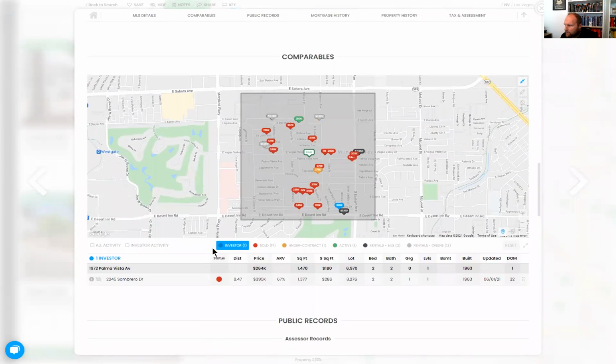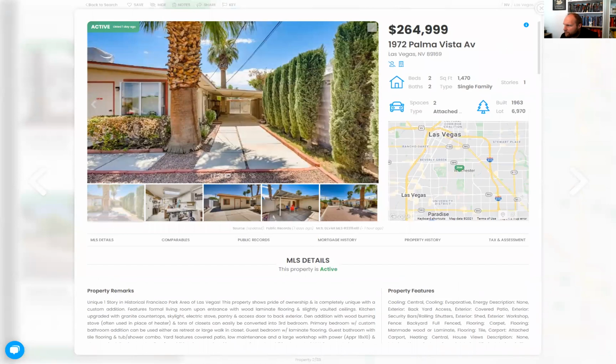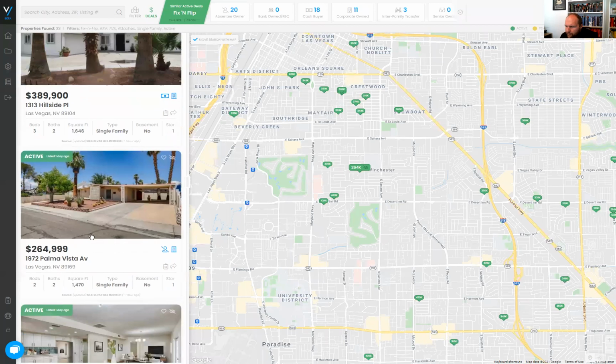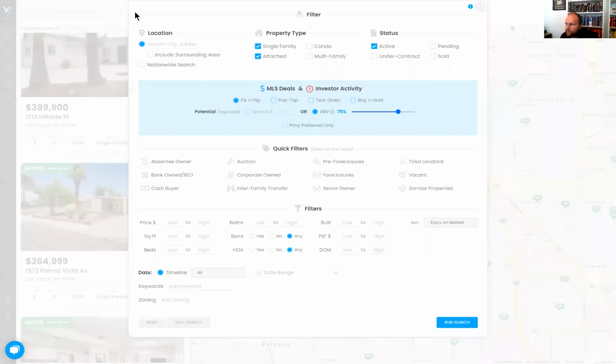So this property is kind of in the same neighborhood. Right now it's listed for 264. So that's kind of cool, right? You can actually find on market deals. And then what you can do is you can also filter it as well. You can look for single family, multifamily, types of deals, buy and hold, fix and flips. You can set what percentage of ARV or whatever.